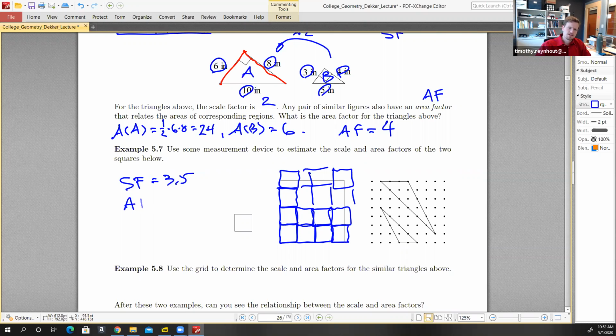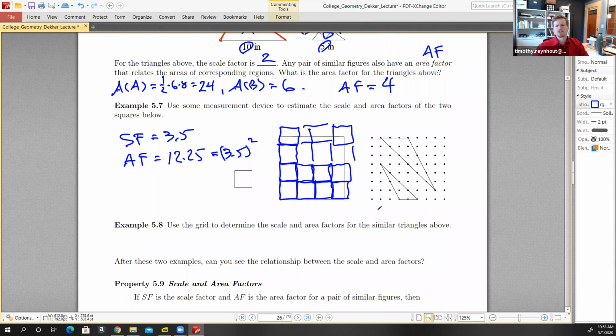Now the area factor, if it took me 3.5 and 3.5, then I'm going to have 9 squares here. 1/2, 1/2, 1/2, so that's 1.5. 1/2, 1/2, 1/2, that's 1.5. So 1.5 plus 1.5 is 3. Plus 9 is 12. And I've got a quarter here. 12.25. Excellent. If you look carefully, I believe this is actually equal to 3.5 squared. Interesting.